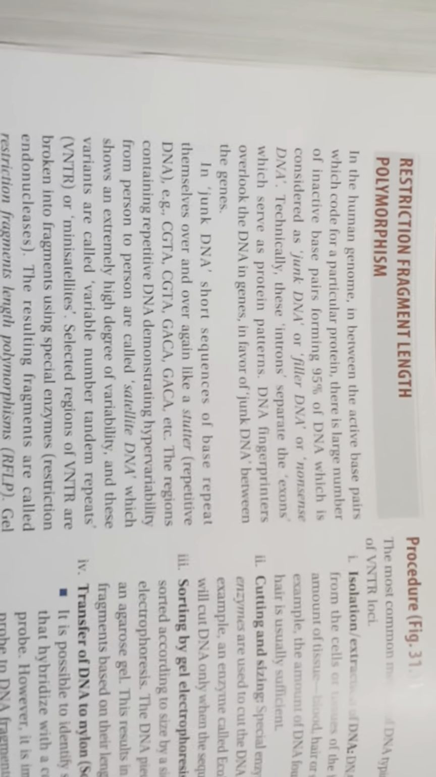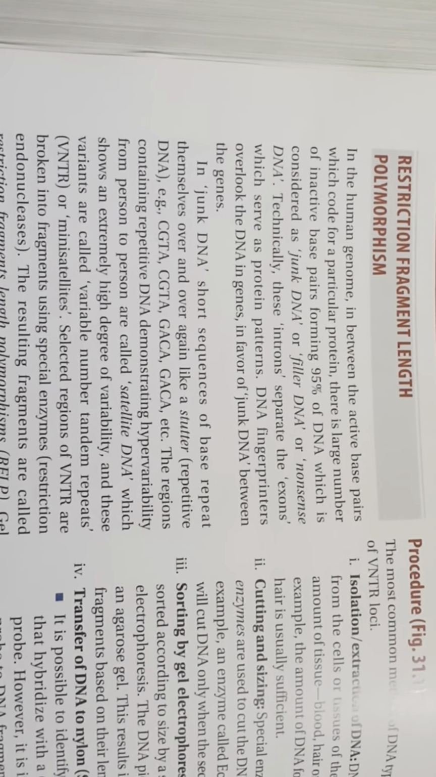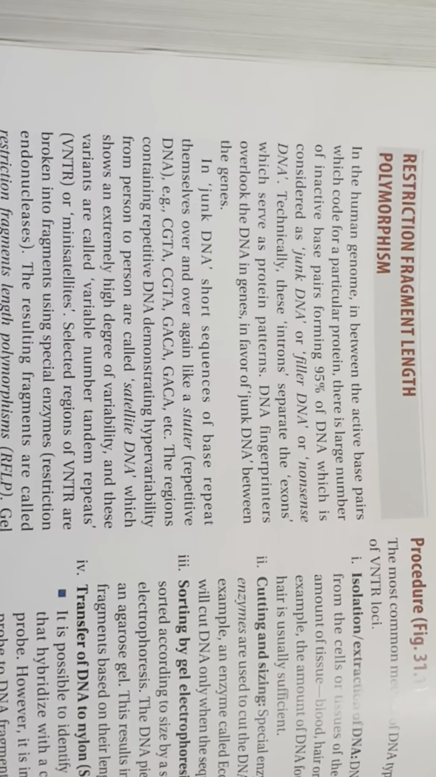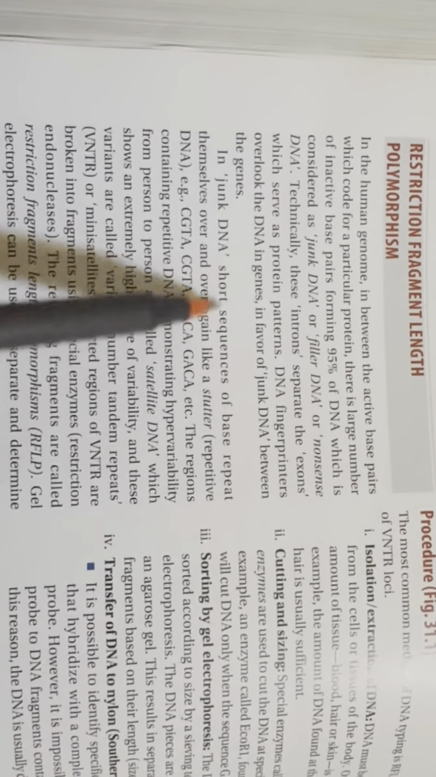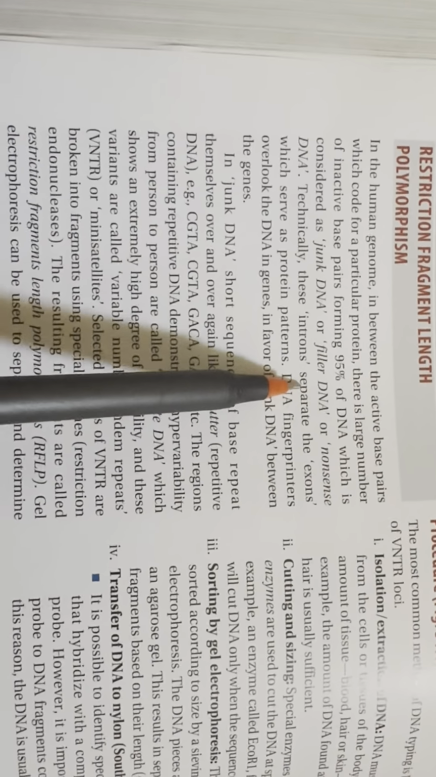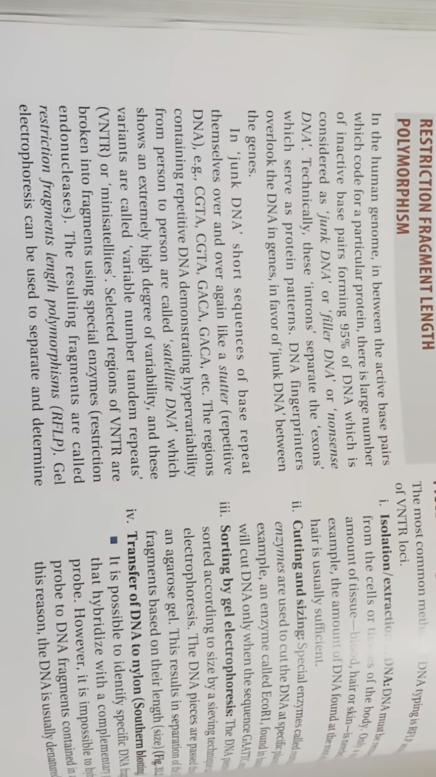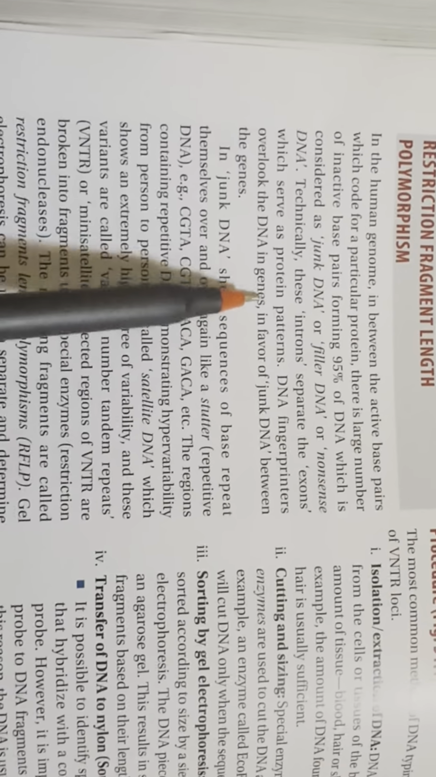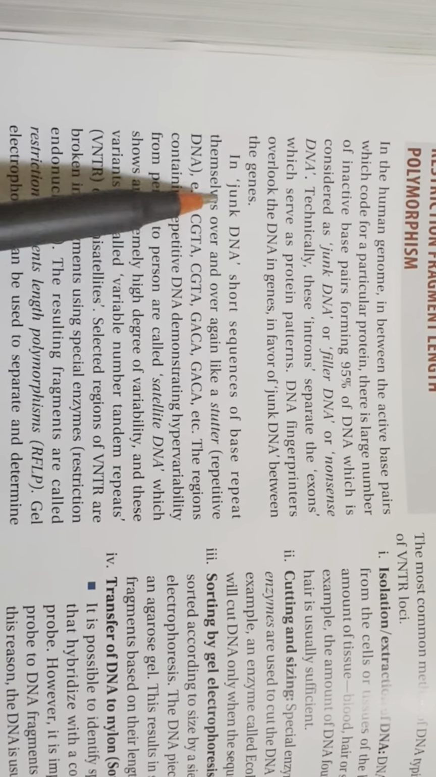Restriction fragment length polymorphism in the human genome: in between the active base pairs which code for a particular protein, there is a large number of inactive base pairs forming 95% of DNA, which is considered junk DNA, filler DNA or nonsense DNA. Technically, these introns are separated from the exons, which serve as a protein pattern. DNA fingerprinting overlooks the DNA genome in favor of junk DNA between the genes.